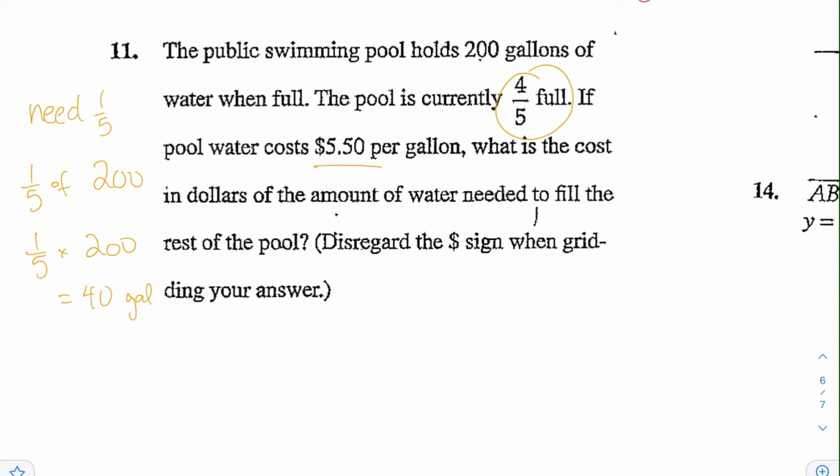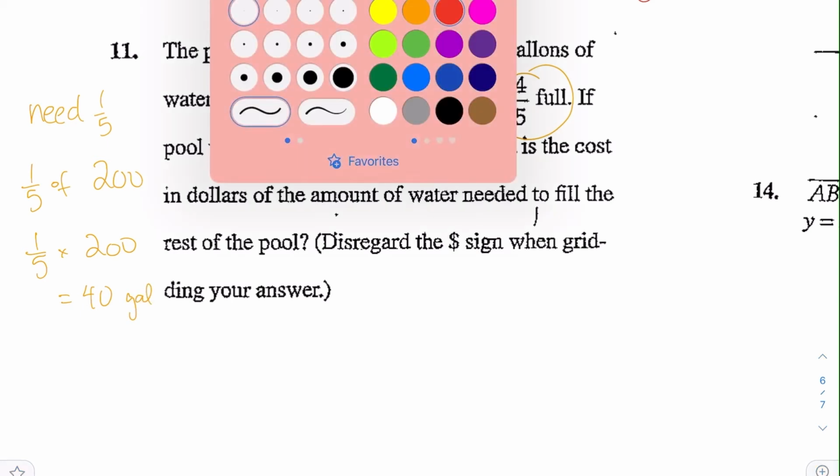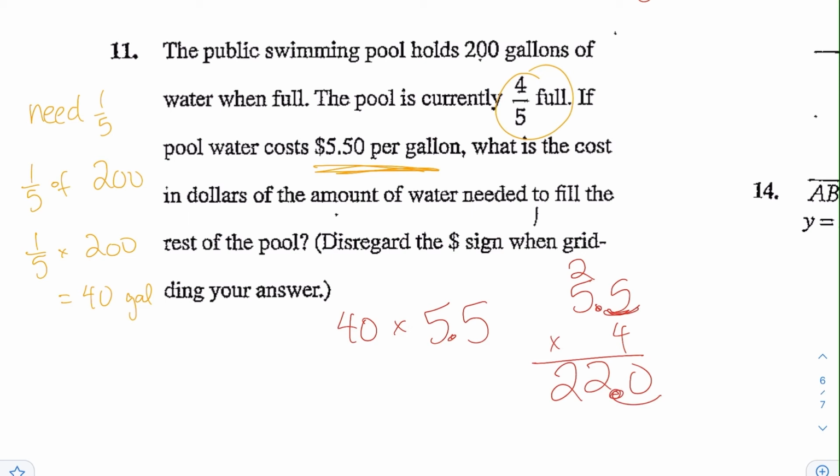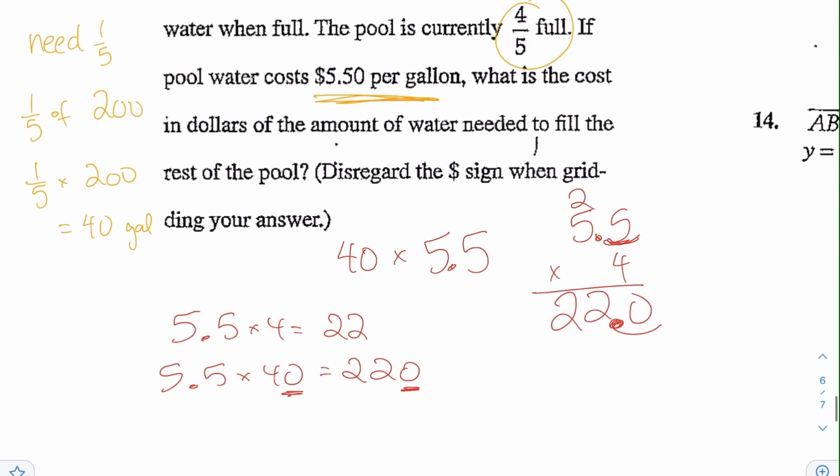Now you have 40 gallons, it costs $5.50 per gallon. So you want to do 40 times 5.5 to get to the final answer. You can just do 5.5 times 4. And that's 22, and I got to move the decimal point over. So 5.5 times 4 is equal to 22, but you have 5.5 times 40 with that extra 0, so that's going to be 220. So the answer is going to be $220.